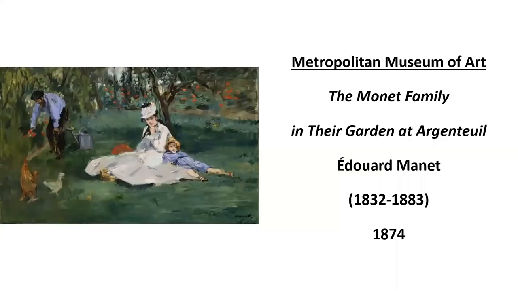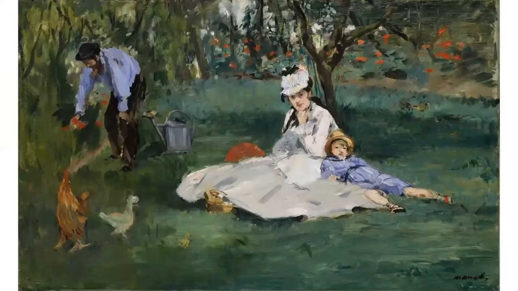Now, Monet has many friends that are also artists. Remember before I talked about his relationship with Renoir, where they would frequently go out and paint together. Well, another one of his friends was Manet, the fellow Impressionist. And Manet ended up one day going over to Monet's house, and he ends up doing a painting of Monet, his wife, and their son. This is called the Monet family in their garden at Argenteuil, and this was done in 1874. So it's not a work by Monet, but it's a painting of Monet. So I thought we'd include it in our presentation.